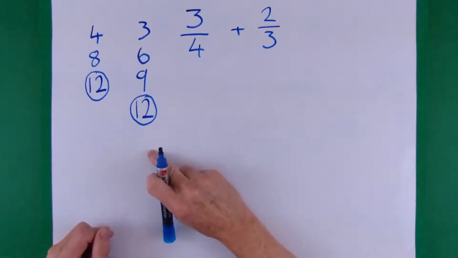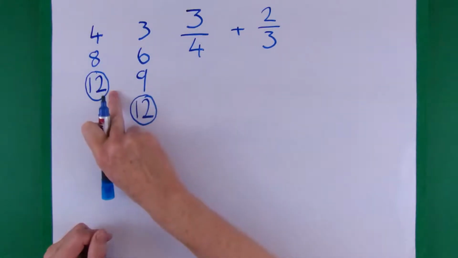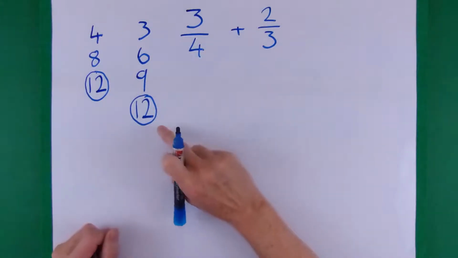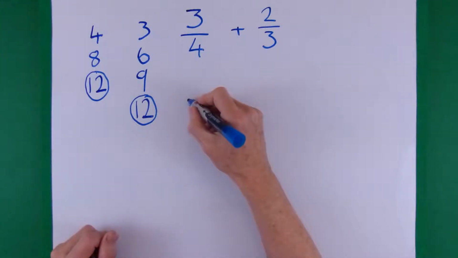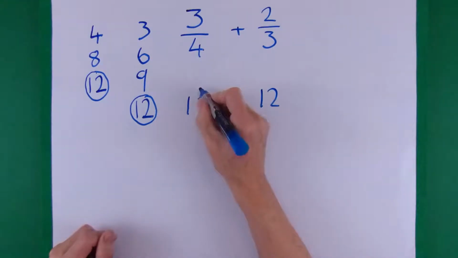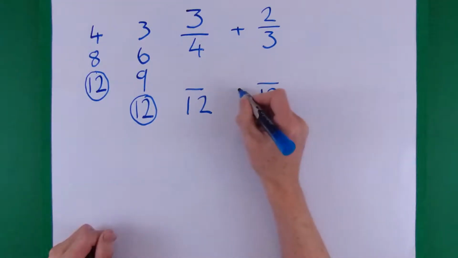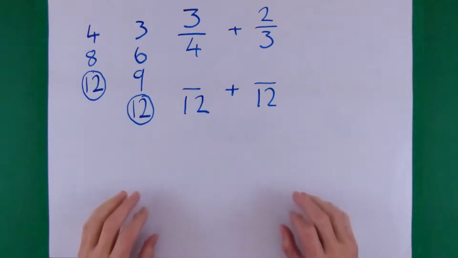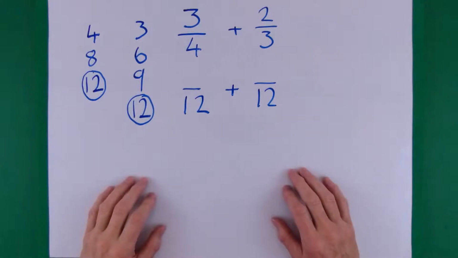We're working in 12s. We've got 1 2 3 in 12 for the 4s and we've got 4 of them for the 3s. So we write 12 under both fractions. The smallest type of fraction we can make quarters and thirds into is 12ths.